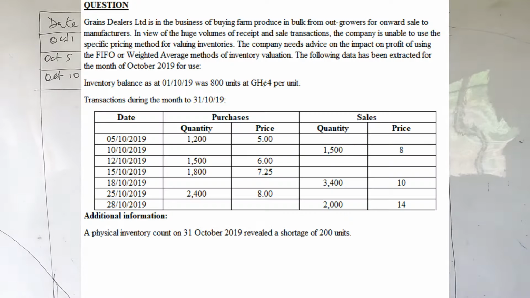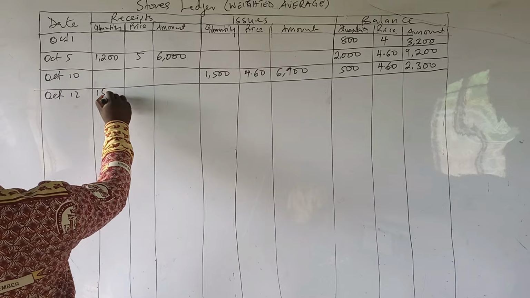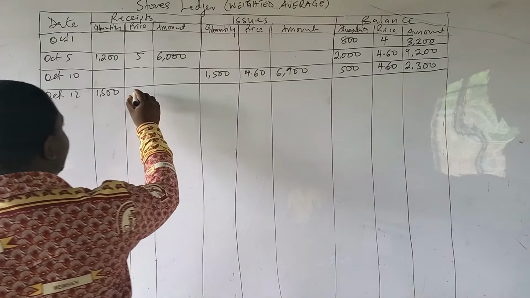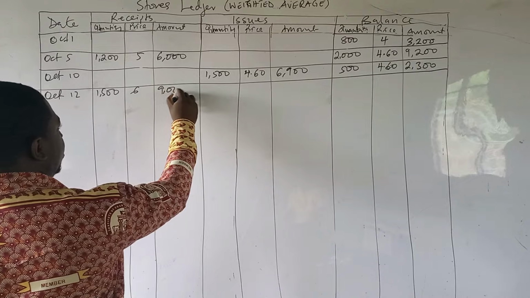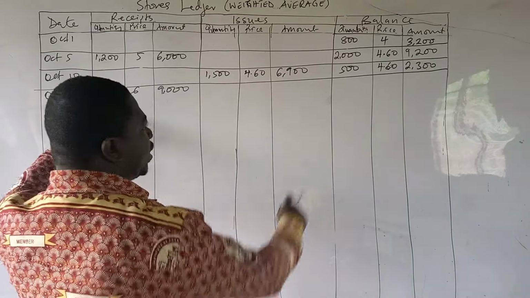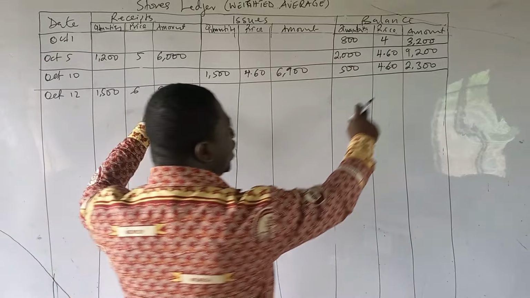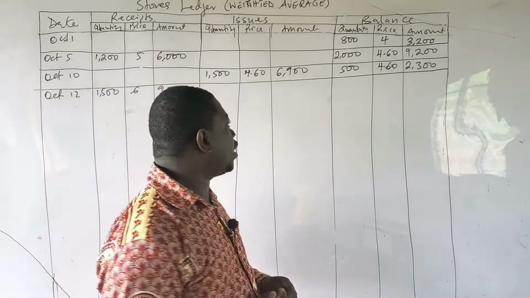The next one is on the 12th. On the 12th was a purchase of 1,500 at 6 cedis. So October 12th, we brought in 1,500 at a purchase price of 6 cedis. And that gives us 9,000. So when we get to the balance, remember what I told you. Add the quantities, add the amounts, find the average for a new weighted average price. So that is what we are going to do.